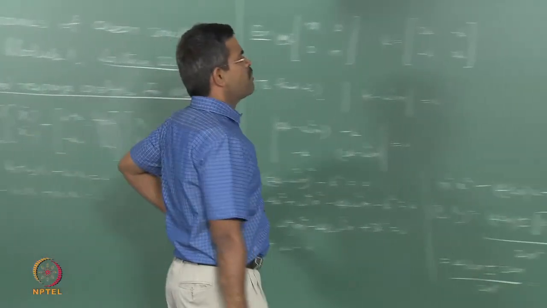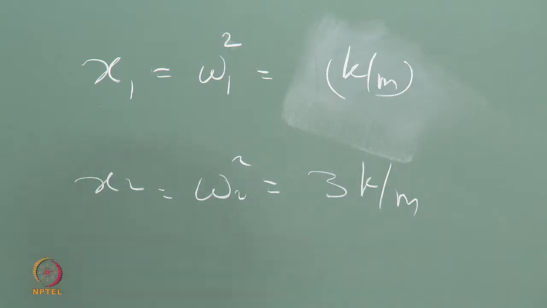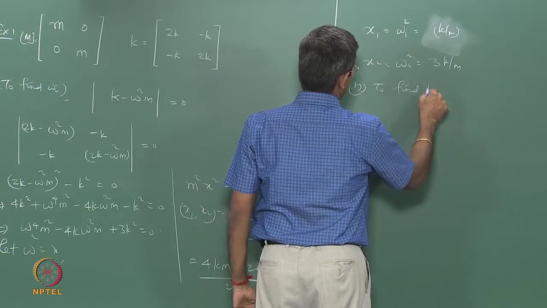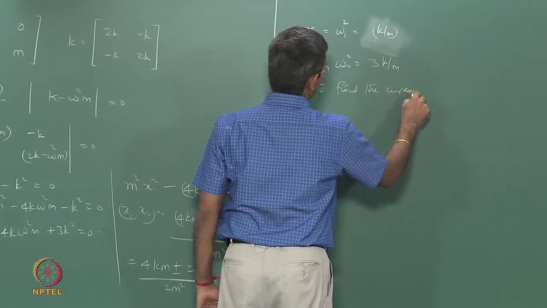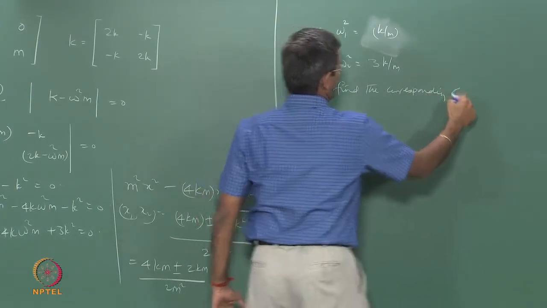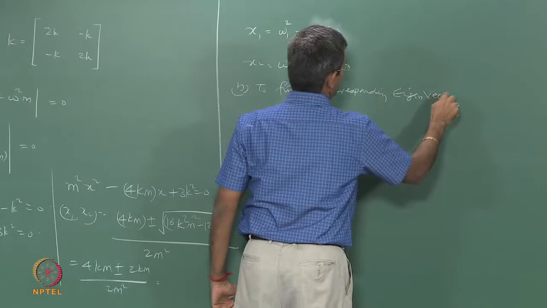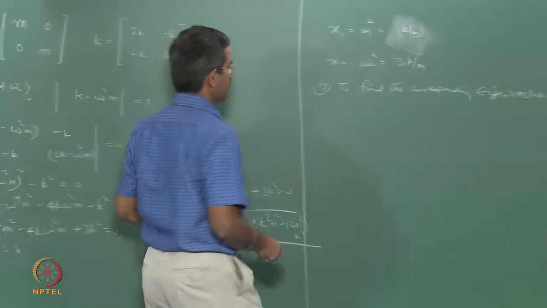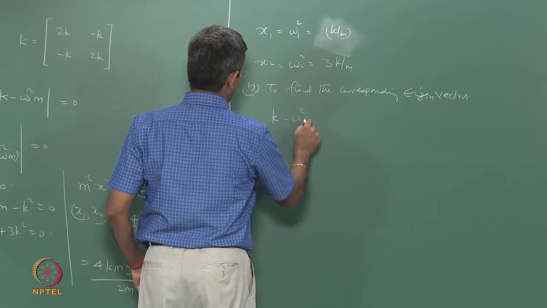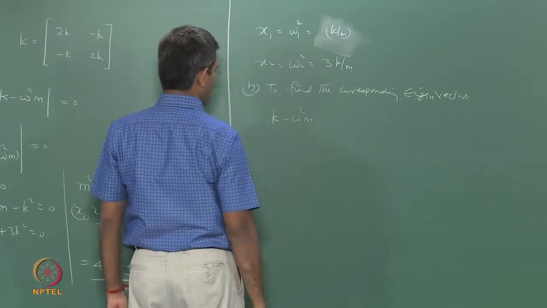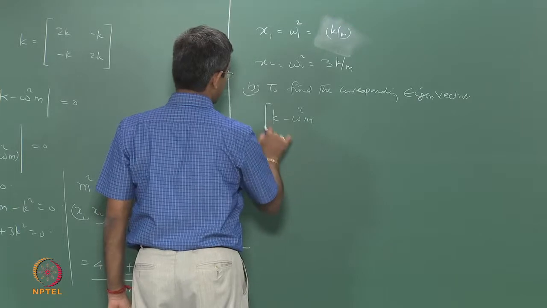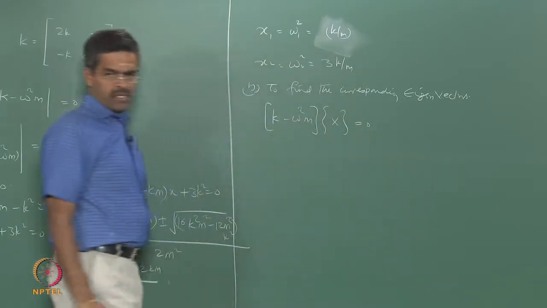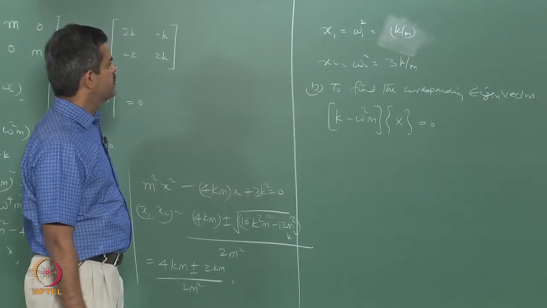I want to find the corresponding vector, which is the eigenvector of this. So, the second step is to find the corresponding eigenvectors. So, the rule is simple, k minus omega square m times x set to 0, like Ax is alpha x, set to 0.